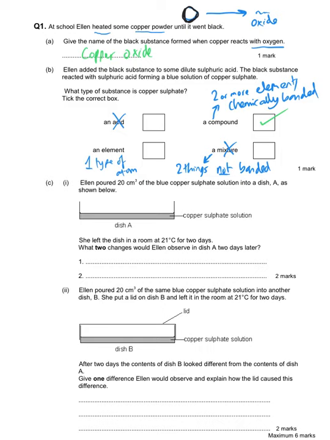Ellen takes her copper sulfate solution and she pours it into a dish. And this is the dish here. She left the dish in a room at 21 degrees C for 2 days. What two changes would Ellen notice 2 days later?